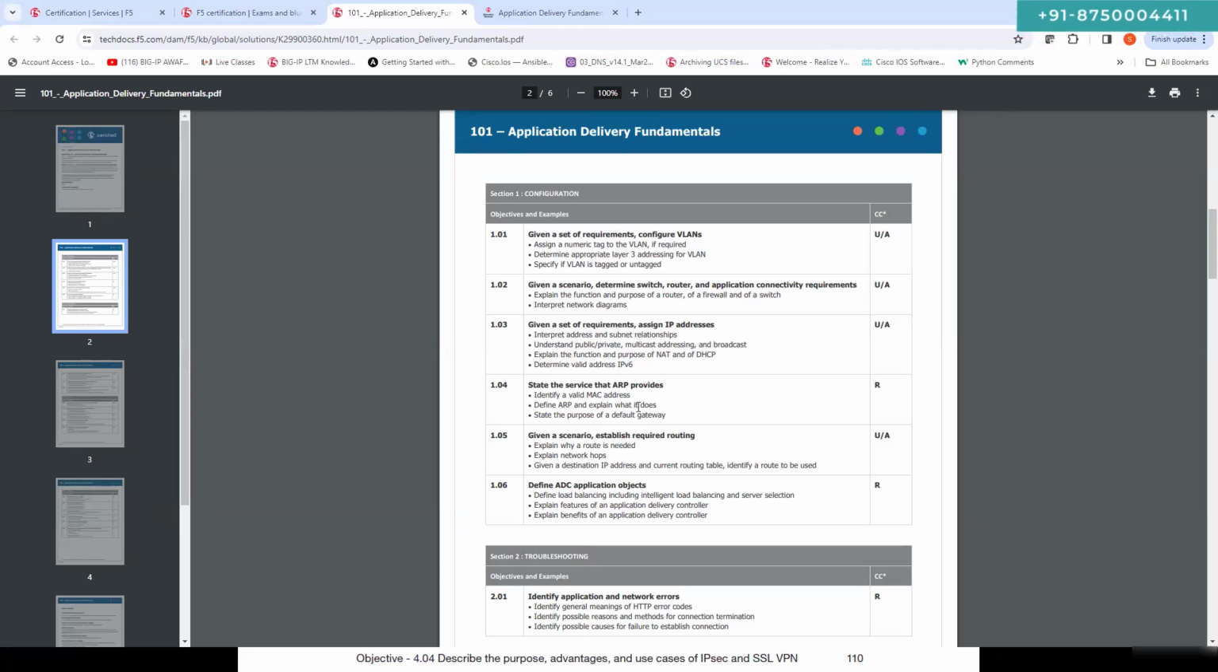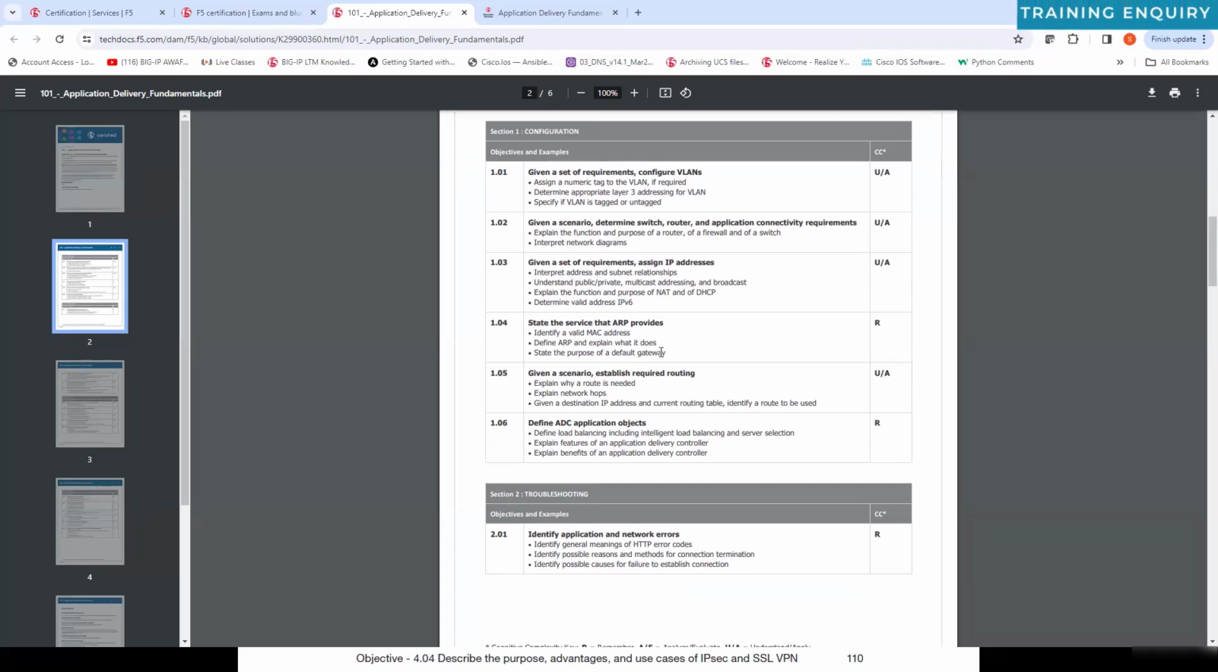Then state the service that ARP provides, right? I mean, then you should know about ARP. Now remember that the ARP protocol is not applicable for IPv6. So for IPv6 you get NDP, Neighbor Discovery Protocol, right? So you should be aware that ARP is not applicable for IPv6, because sometimes you might get questions around that.